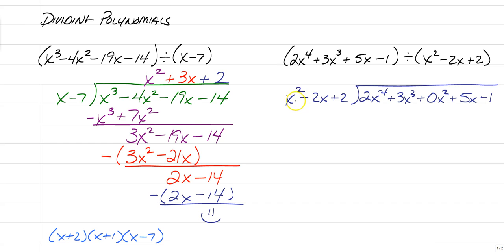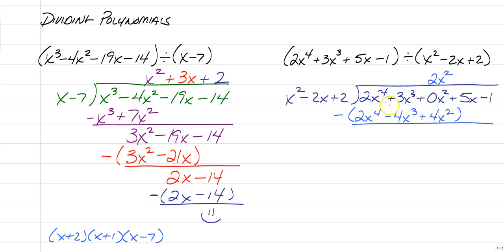First step, x squared times what gives you 2x to the 4th power? The answer is 2x squared. So 2x squared times x squared is 2x to the 4th. 2x squared times a negative 2x is a negative 4x cubed. And 2x squared times 2 is a positive 4x squared. And of course, we are subtracting, so we're going to subtract all of those. That's going to cancel.